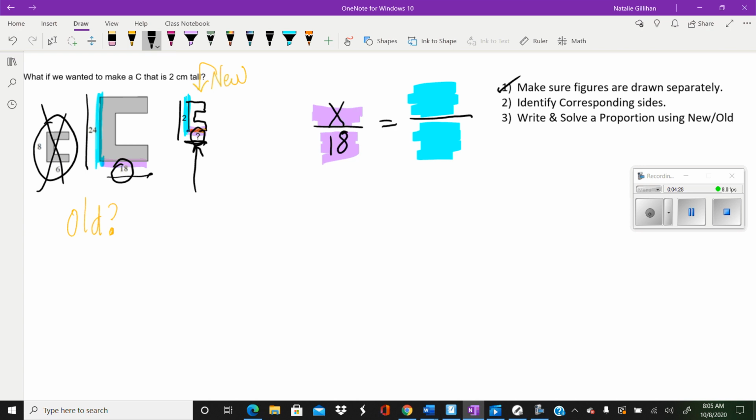Alrighty, there we go. And we're going to use the new blue here and the old blue here, 24. We always put new over old, and that will ensure that our proportion matches. Okay, so that is a check, check. And we have a proportion started here, and we are going to solve it and see what that height or base is of our new little tiny letter C.